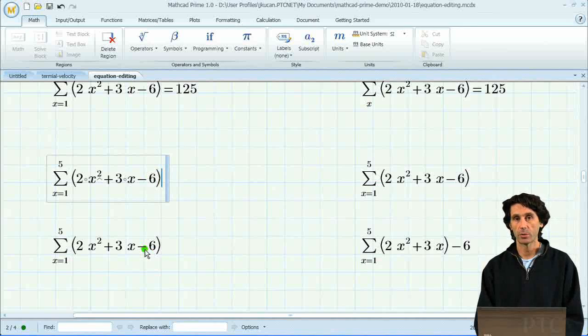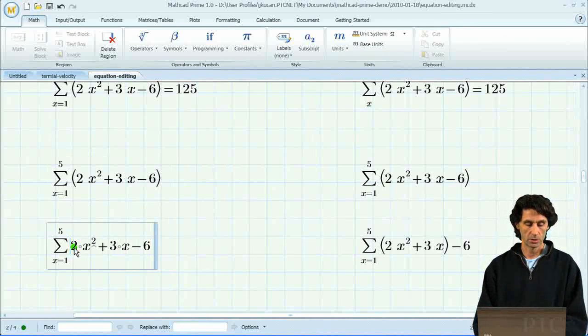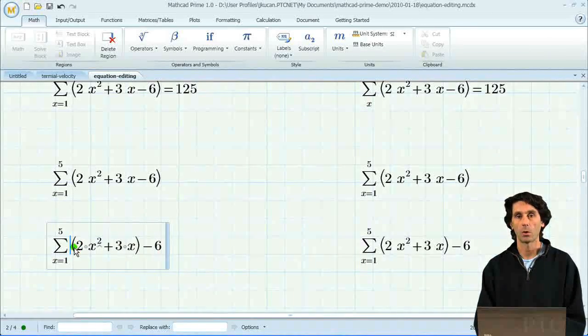Similarly, if we want to change the parenthesization, we can go in, we can delete the original parentheses. Using shift and arrow, just like in the text editor, select the part that we want to group and insert parentheses to group.